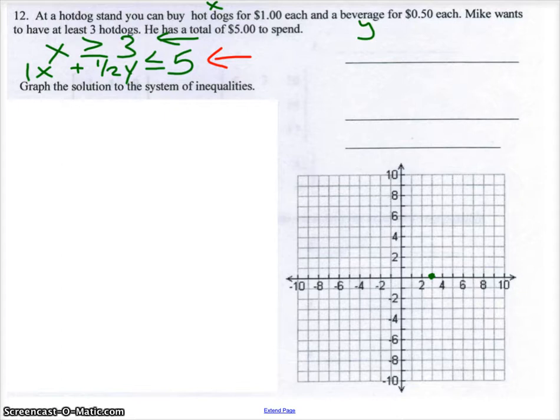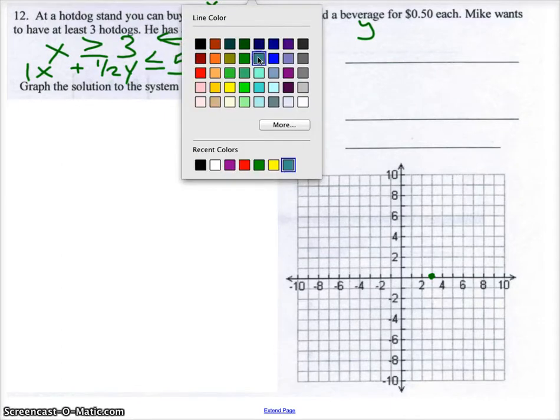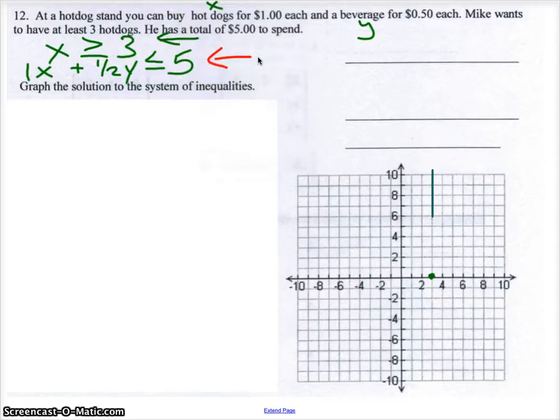So we're going to take our line tool, make it green, and draw a solid line right through 3. Now, we know that we're going to shade to the right-hand side because X wants to be greater than 3. If you really want to test it, you can put in 0, 0. 0 is not greater than or equal to 3. And so we're going to shade everywhere over here. He wants 3 or more hot dogs.